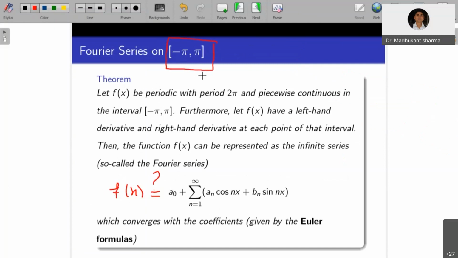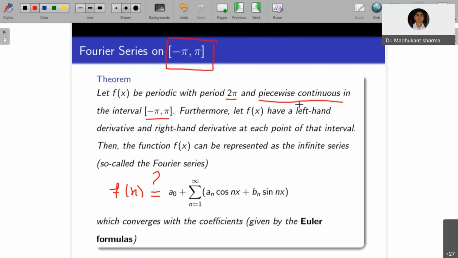Okay, we can extend this concept over the interval minus capital L to plus capital L. That will be easy. That we will work on a little later. So let's say f of x is periodic with period 2 pi, so instead of 2L you have 2 pi, and it is piecewise continuous in the interval minus pi to pi.